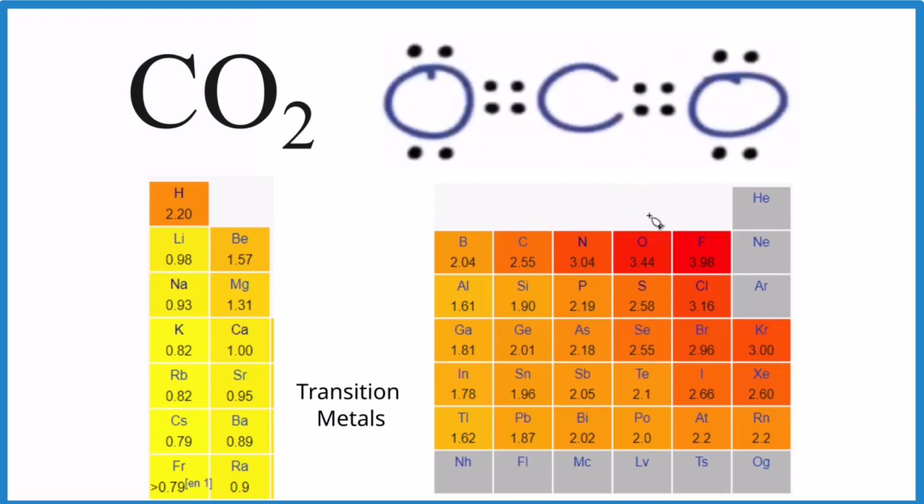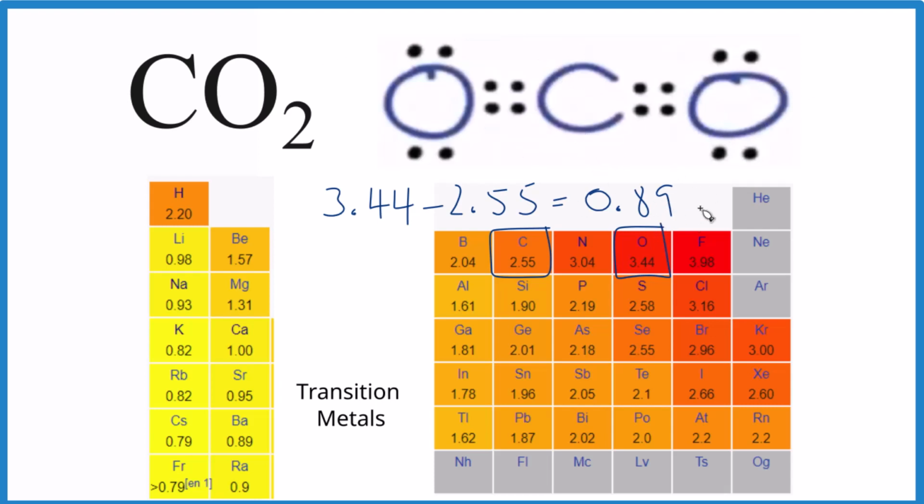So we need to look at the electronegativity between carbon and oxygen. So here's carbon and here's oxygen. And 3.44 minus 2.55 equals 0.89. So that's the difference in electronegativity between the carbon and the oxygen here, and here too, since it's symmetrical.